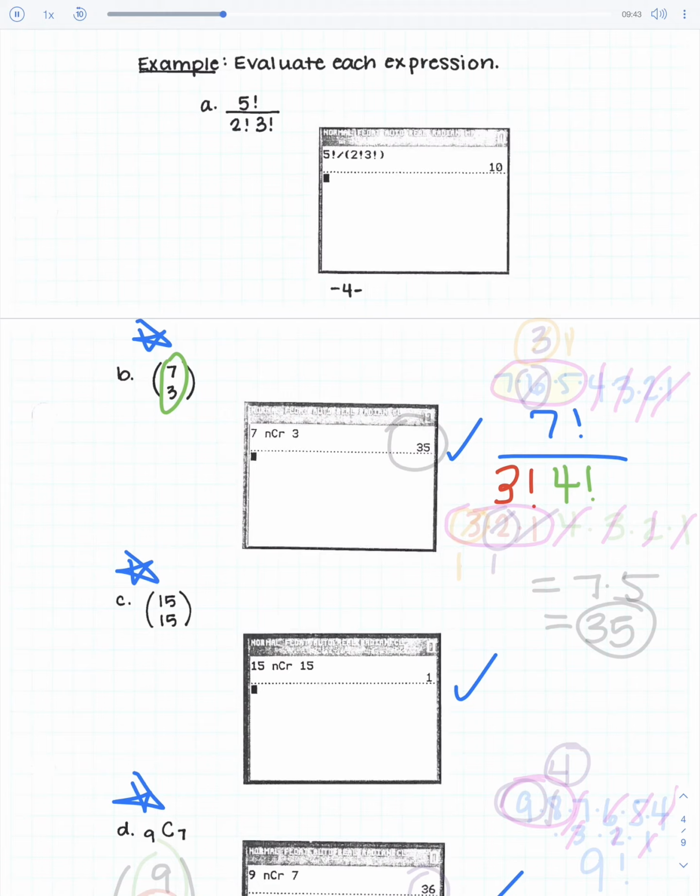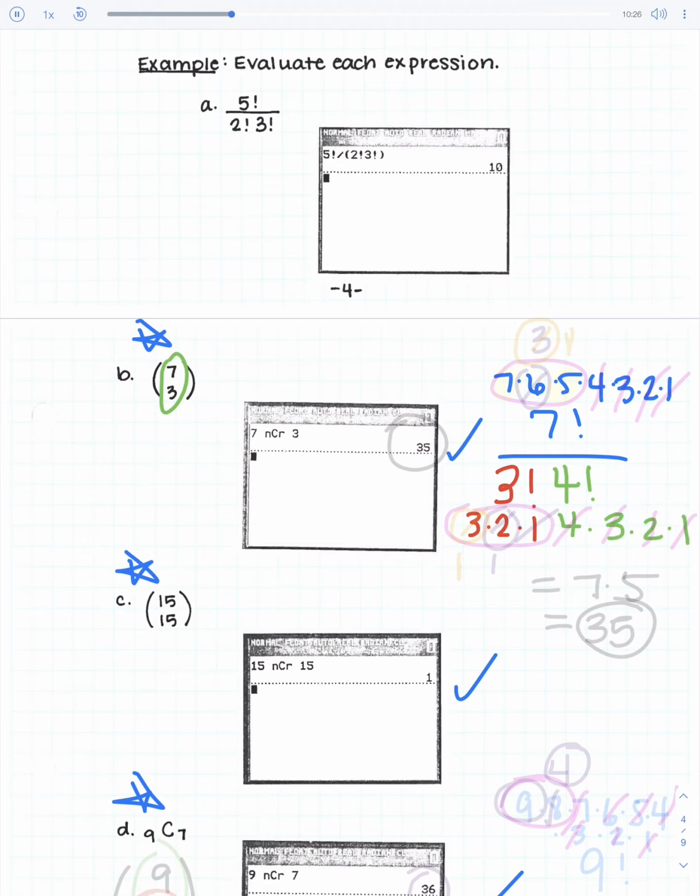Now the question is, what does the factorial do? Well, the factorial multiplies that number and then everything below it leading up to 1. So 7 factorial would be 7 times 6 times 5 times 4 times 3 times 2 times all the way down to 1. The 3 factorial on the bottom is 3 times 2 times 1. And the 4 factorial on the bottom starts at 4 and goes down, 4 times 3 times 2 times 1.